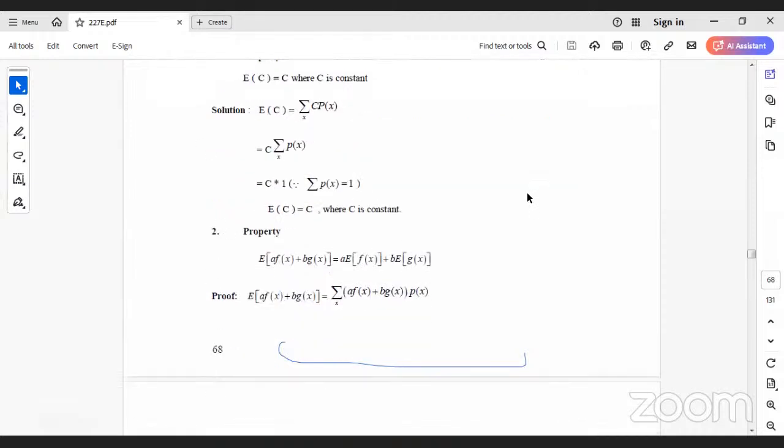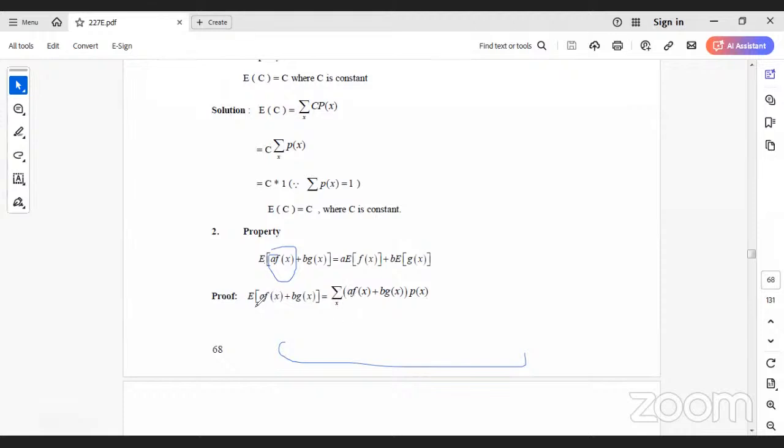The property we are taking here: E of A f of x plus B g of x. We are taking A common, so A into E of f of x, and B into E of g of x. That is A into E f of x plus B into E g of x.